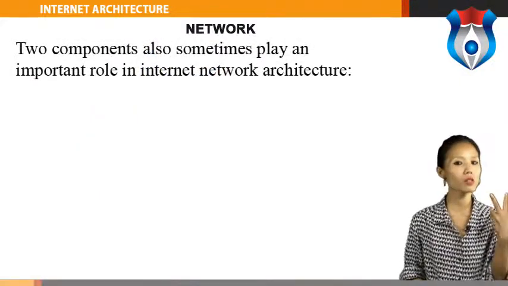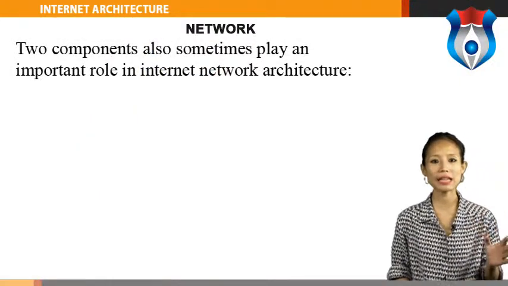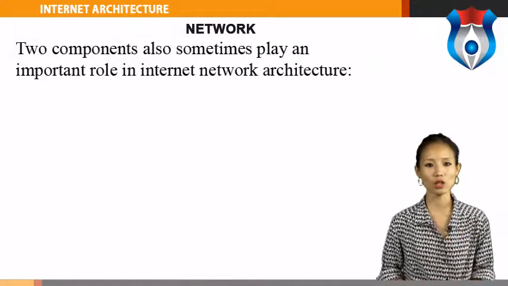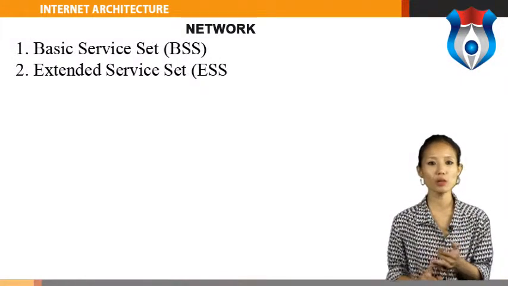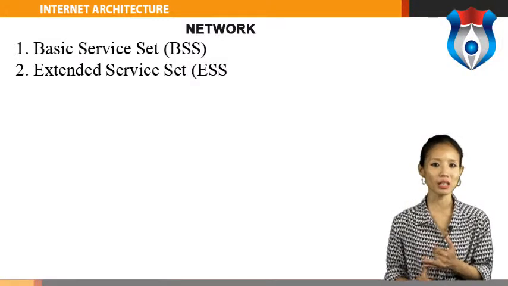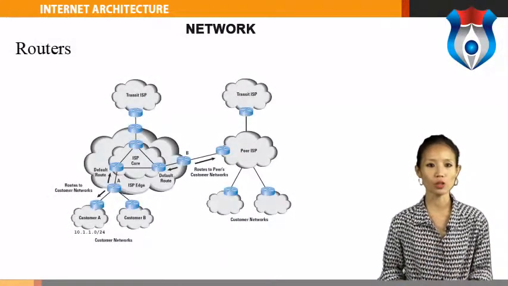Two components also sometimes play an important role in internet network architecture. Number one, basic service set, BSS. Number two, extended service set, ESS. Routers.